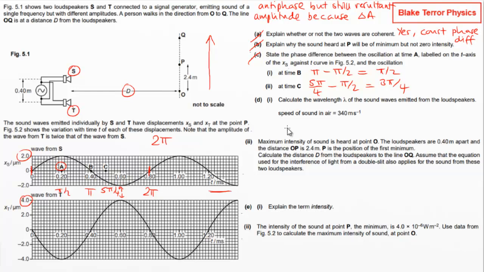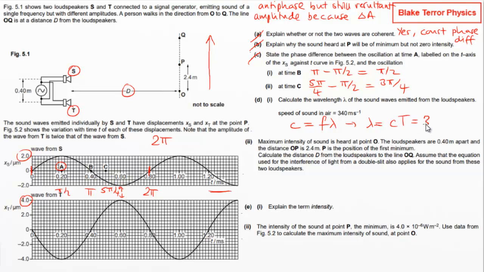Calculate the wavelength of the sound waves emitted from the loudspeakers. That's our speed of sound. Well, we know that the speed is the frequency times the wavelength. We know the frequency is 1 over the time period. So the wavelength is going to be the speed of the wave multiplied by the period.